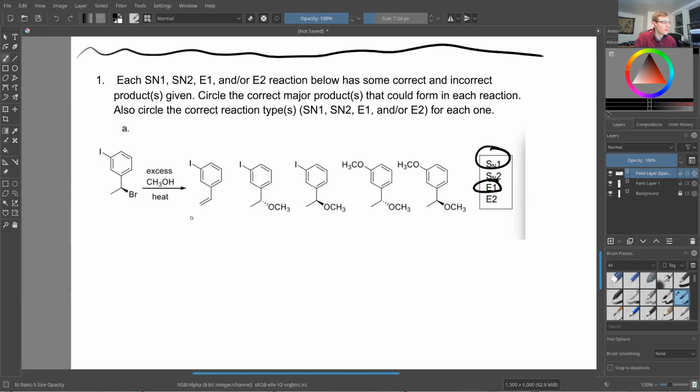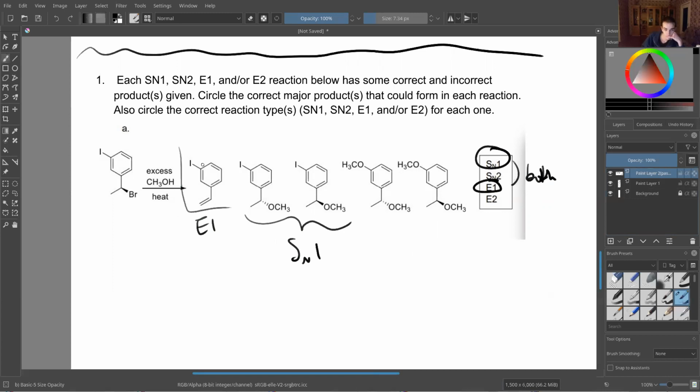So, okay, which of these are SN1 or E1 products? Wait, sorry, could you repeat what you said? Is it SN1 or E1 or both? It's both. The first three are the correct results. The first one is the E1, and then the second two are SN1 products. Yeah, exactly. So, well, it's all three of these.